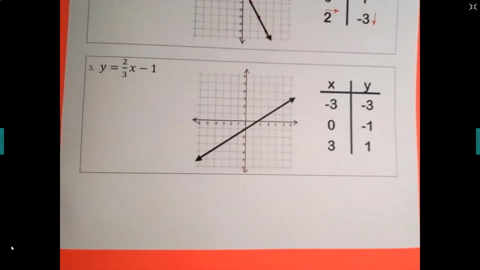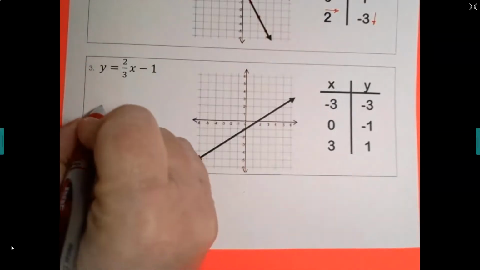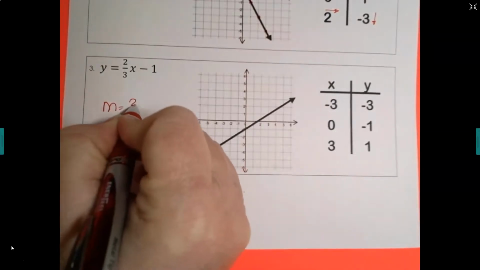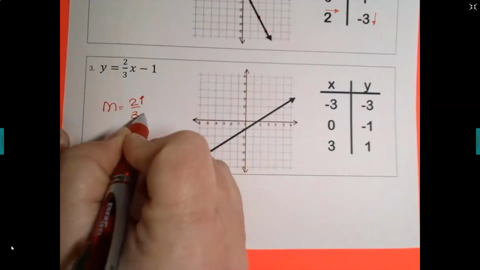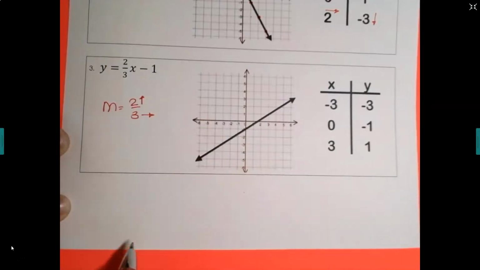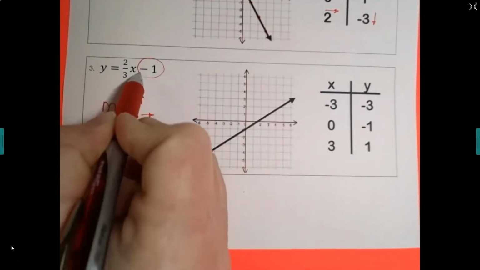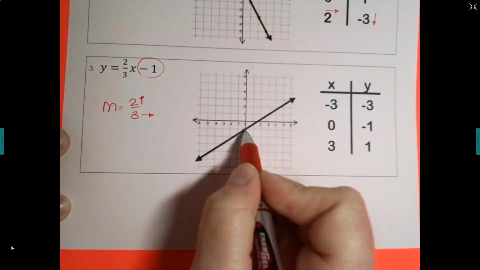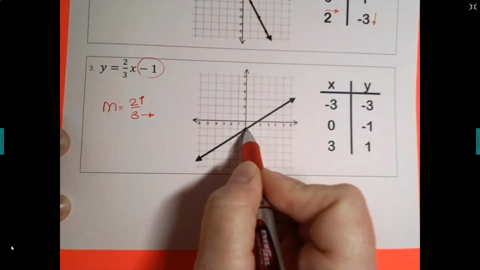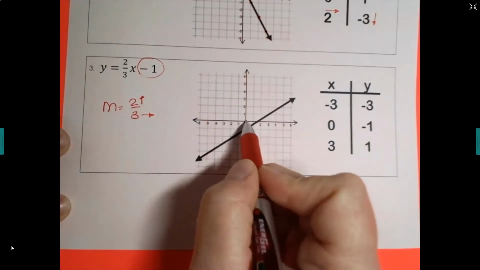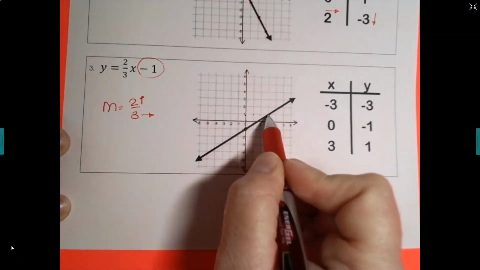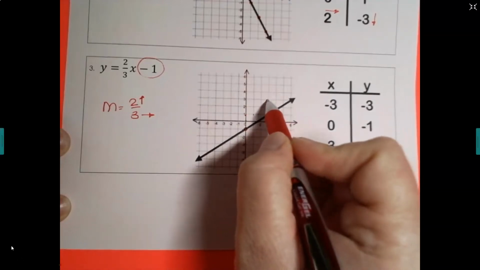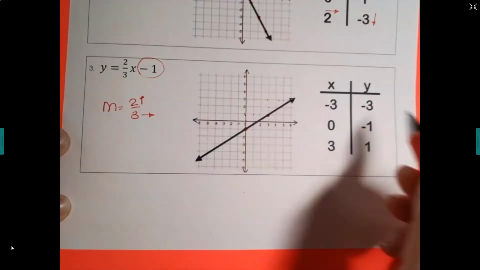Our slope here is 2/3. Both of those are positive numbers, so that means you are going to go up 2 and right 3 when you start at the y-intercept of -1. You can see on our graph, it does start at -1. So go up 2 and then right 1, 2, 3, and I did hit the graph. Up 2, 1, 2, 3, and I did hit the graph.